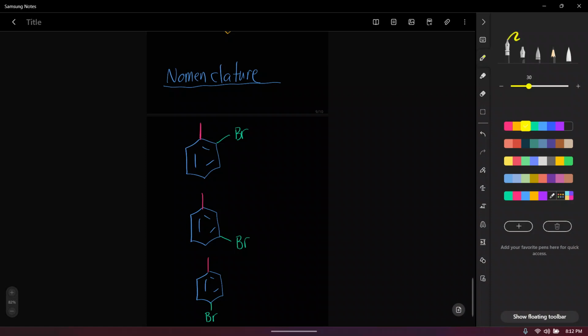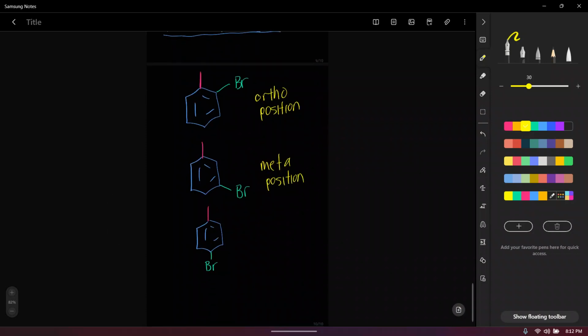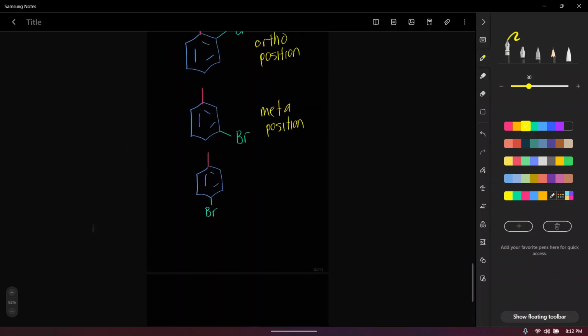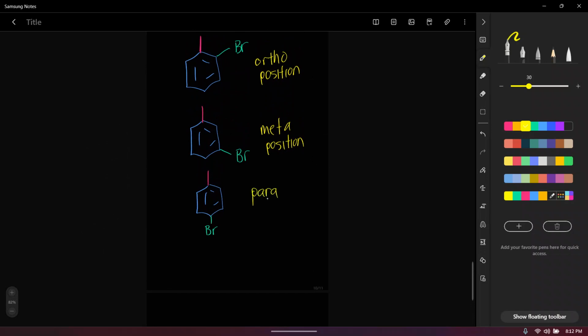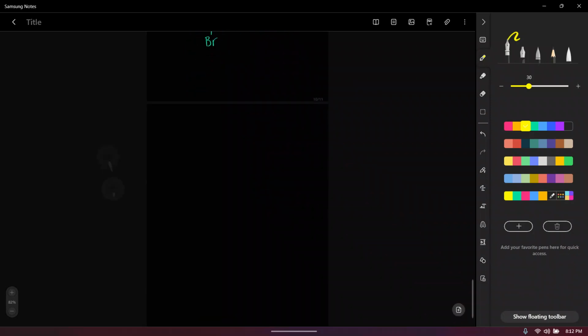Okay, so we have specific names for these molecules. And specifically, we're not going to name the whole molecule, but I want to talk about the different places that the bromine atom is. So we call the bromine atom at the top, we would say that that is in the ortho position. And I'll explain what these mean in a little bit. We would say that the middle one is called the meta position. And the one where the bromine is completely opposite the initial substituent, we would call that one the para position. Okay. All right.